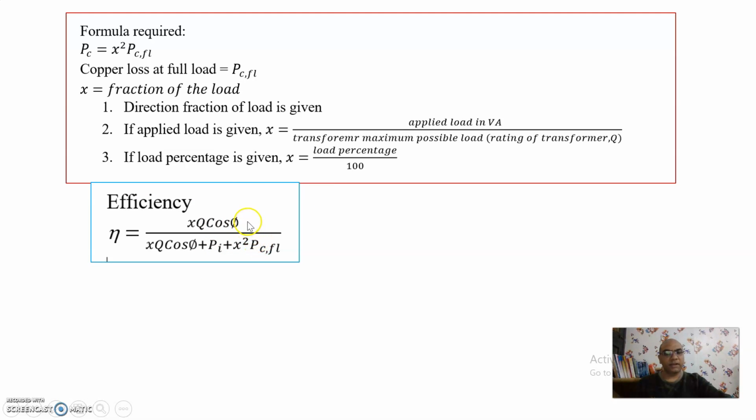Next, cos phi is the power factor of the load. This value will be given in the problem. Pi is the same iron loss, core loss or constant loss. And last, PCFL is the same as here, the copper loss at full load.